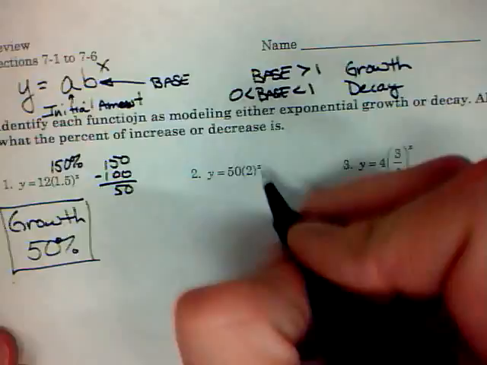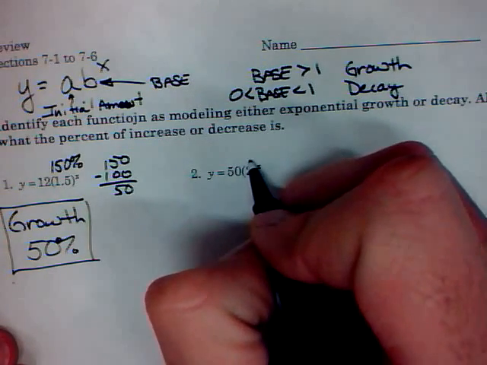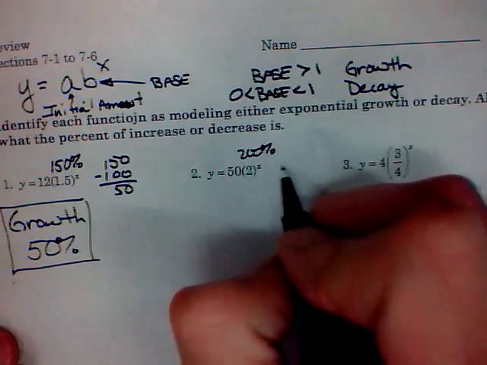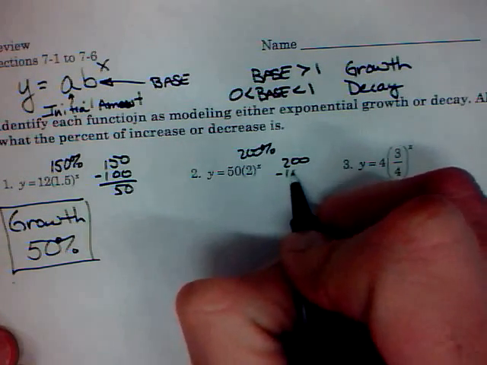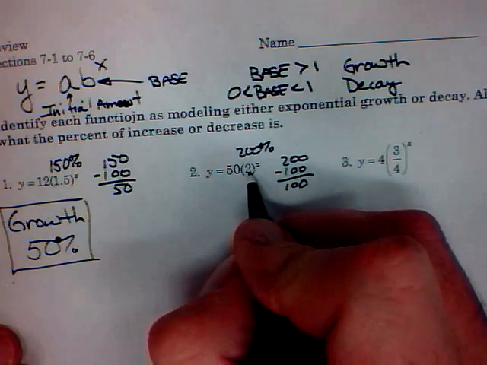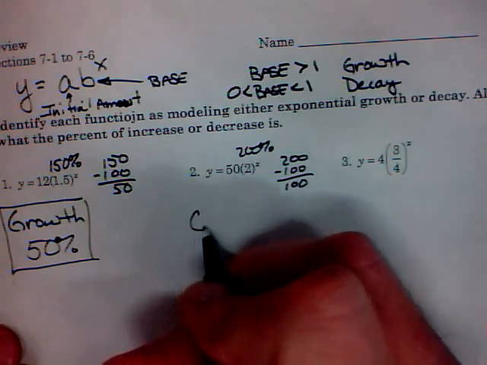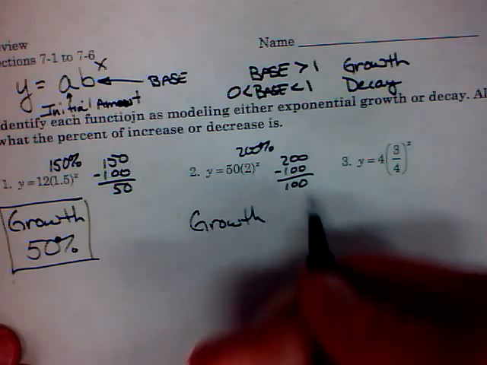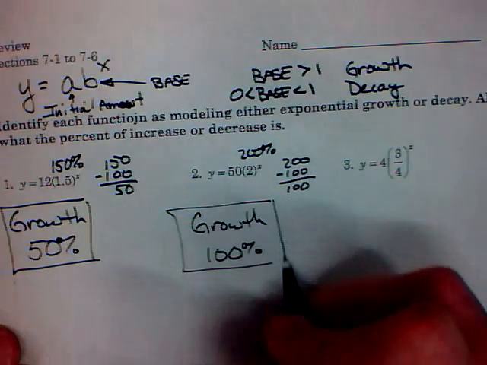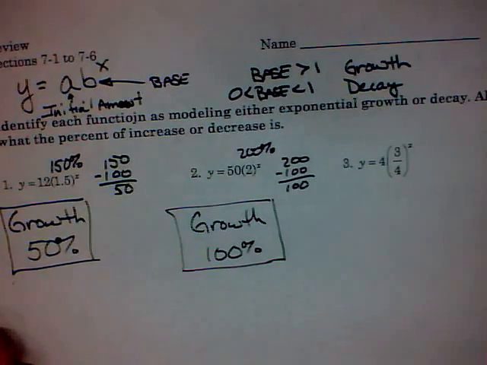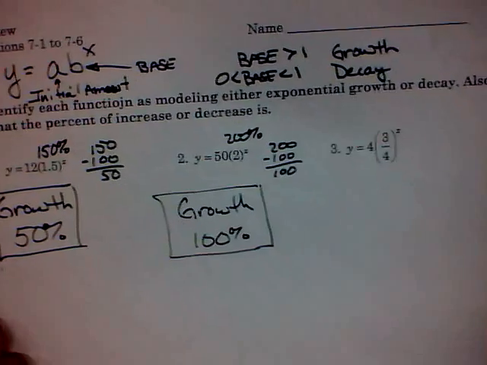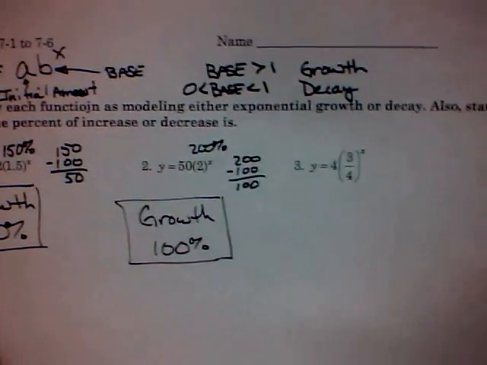On the second one here, the 2 as a percent would be 200%. So if you have 200 minus 100, that's going to be a 100% increase. So since this is bigger than 1, it's growth. And it's going to be 100% growth. Okay. Or 100% means it's doubling each time.